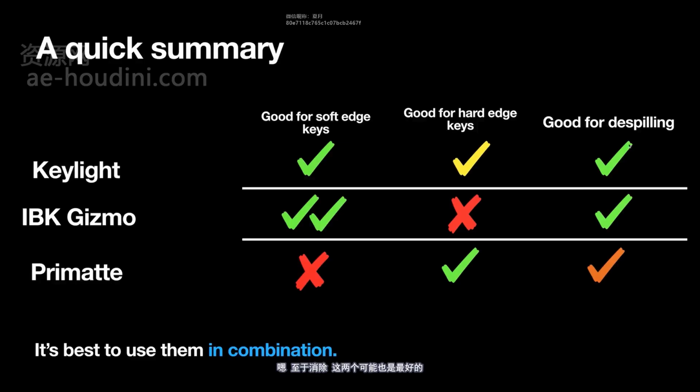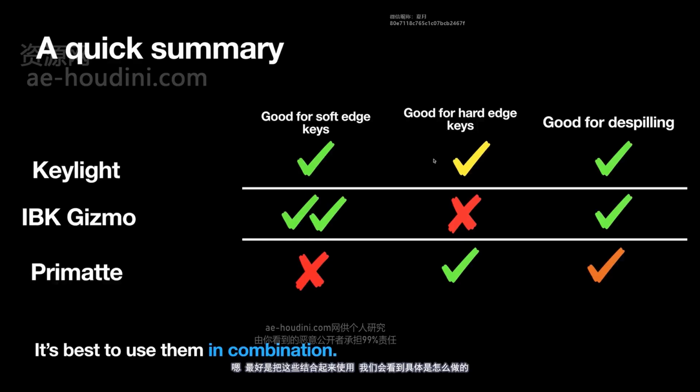And for despilling, these two are probably the best as well, Keylight and IBK. Keylight in general is a very good despiller, so usually I use that the most. Like I said, I use this node the most for general keys and for despilling. And when I need to get really tricky edge detail, I'm using an IBK gizmo for that, and I'll combine it with the structure. So that's just a quick overview. It's best to use all of these in combination, and we'll see exactly how to do that.